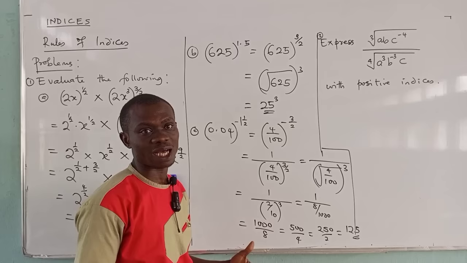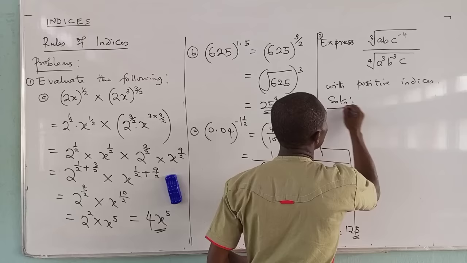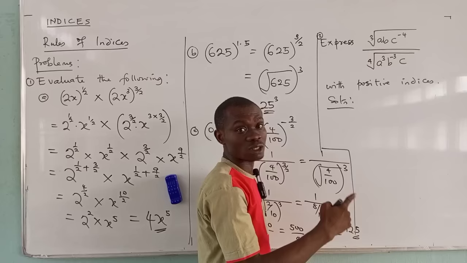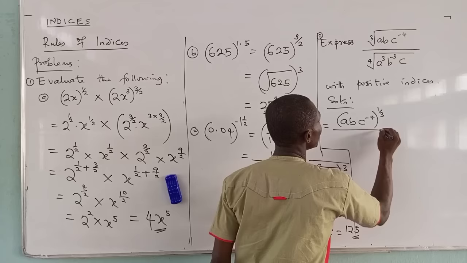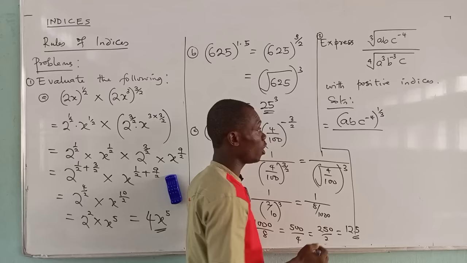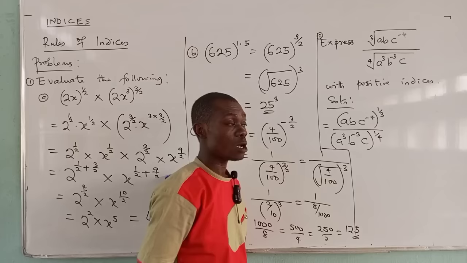So solution, we apply the rule. The first one is that cube root means power 1 over 3. And so I'm going to get ABC raised to the power of minus 4, all raised to the power of 1 over 3, all over, now the denominator there will become raised to the power of 1 over 4, and that is A cubed B to the minus 3 C, all raised to the power of 1 over 4. And then what is the next?